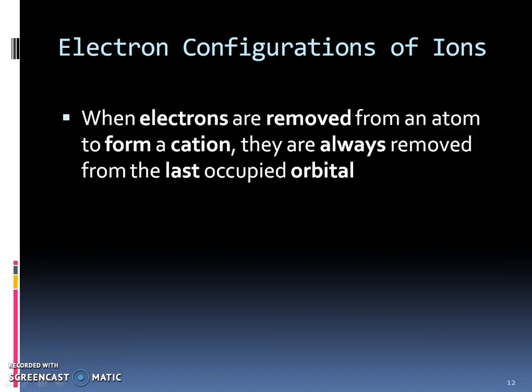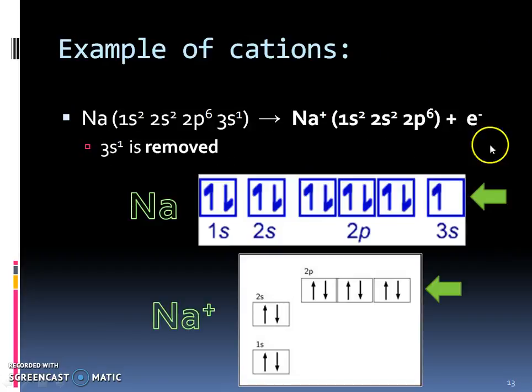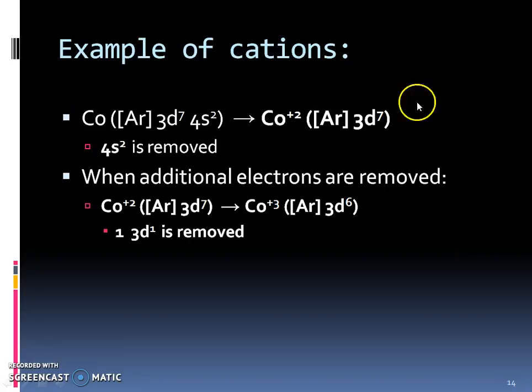So when we talk about configurations of ions, we talk about how they are going to be removed or added to that last orbital. So if we look at a cation, that 3s1 is actually going to be removed. So we have Na, we have those 11 electrons, we have that 1 valence electron, but when it becomes an ion, notice there's no more 3s1. That orbital and that whole energy level in this case has been removed. Again, for cations, we have Co going to Co2+. That whole 4s2 electrons are going to be removed. Now, if we have more electrons being removed, then it's going to take from the 3d orbital. And so one of the 3d electrons is going to be removed.